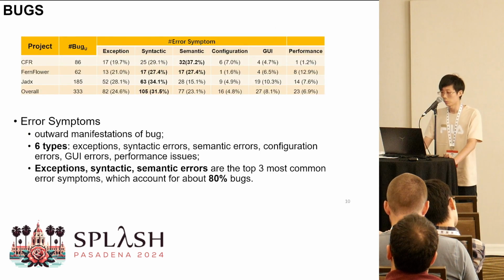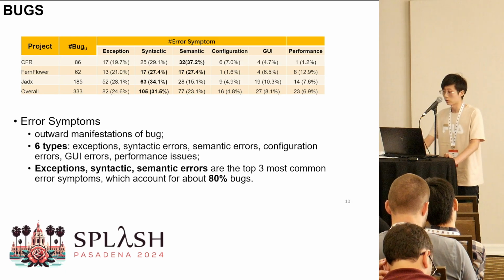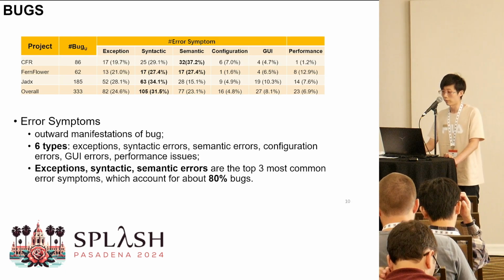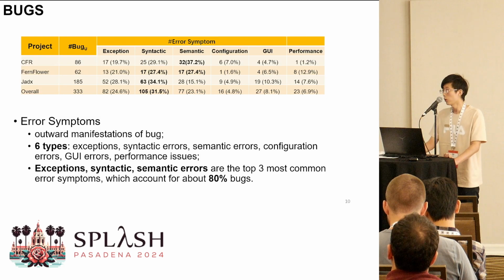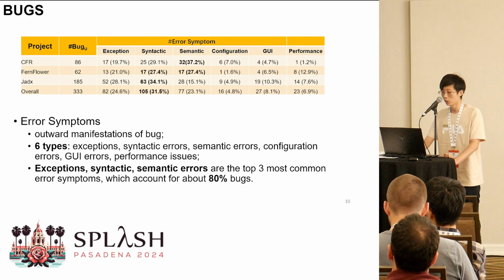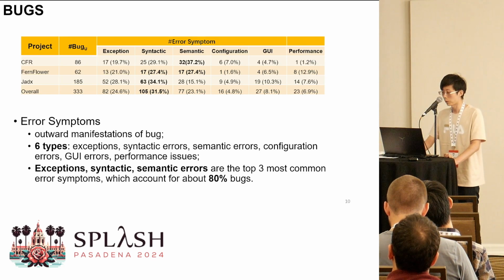Now let's move to the second characteristic of bugs, that is the error symptoms. That is how the bugs manifest so that the developers or the issue reporters think they are real bugs in Java decompilers. We have six kinds of symptoms, such as exceptions, syntactic, semantic, configuration, and GUI errors, and performance issues. Here, the top three are exceptions and the syntactic and semantic errors. They account for almost 80% of bugs.